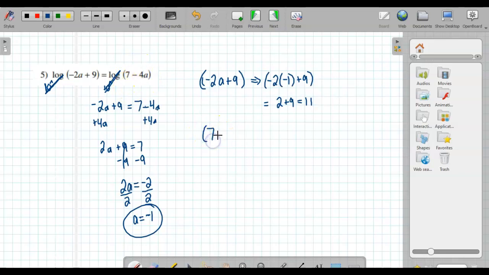We've got to check to make sure that whenever we have 7 minus 4a, that when we plug in 7 minus 4 times negative 1, when we plug in that negative 1, we get, again, 7 plus 4, which is 11. Once again, we do not actually get a negative number inside of either one of these logarithms, even though our answer is negative. So it is okay for this to be an answer. Now, of course, if we did get a negative number when we plug those in, then we would say that this problem has no solution.